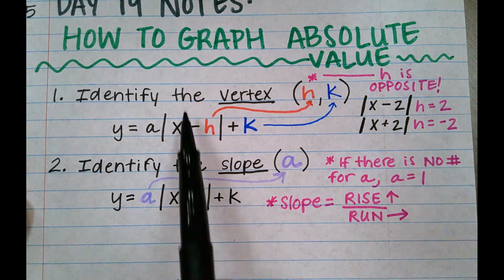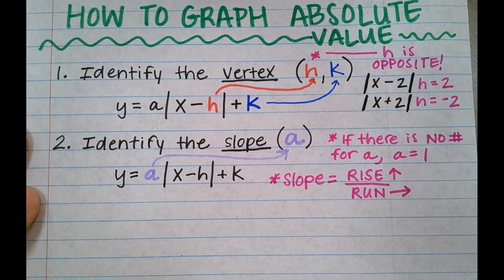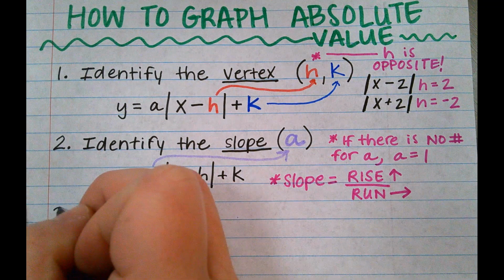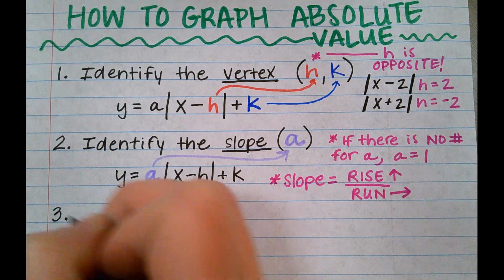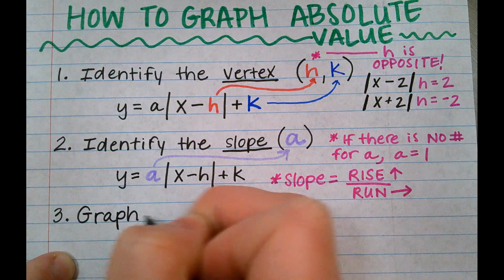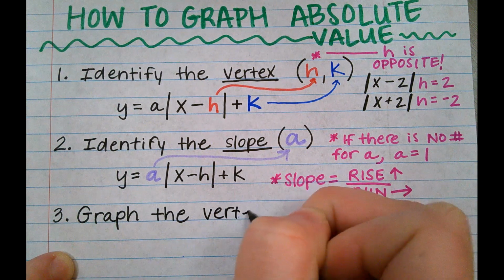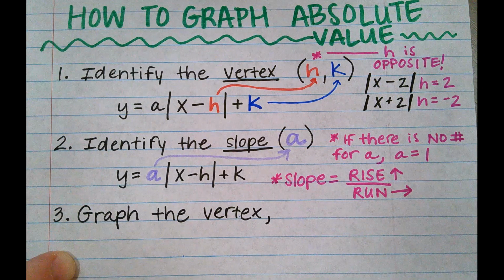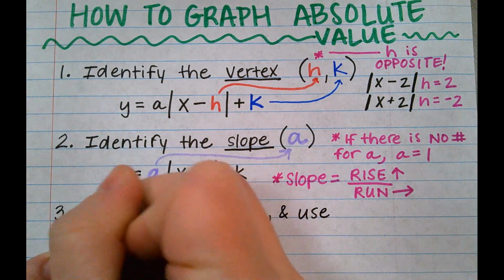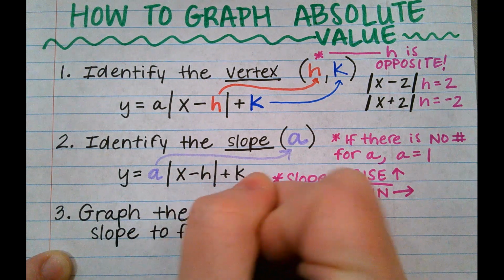So once we've identified our vertex, we've identified our slope, that's when we can move to step 3 and start putting it all on a graph. So graph the vertex and use slope to find more points.